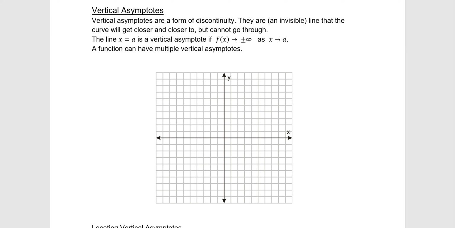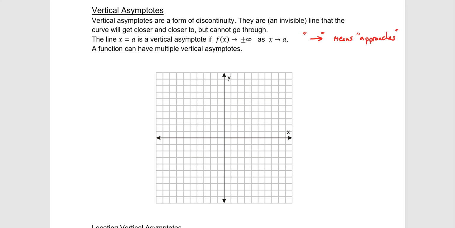A vertical asymptote is a form of a discontinuity. It's a line, but once again, it's not part of the graph, so it's kind of like an invisible line that the curve is going to get closer and closer to, but it cannot go through that line. So a curve can never pass through a vertical asymptote, and the real definition of it here is: the line x equals a is a vertical asymptote if f of x approaches positive or negative infinity as x approaches that a value.